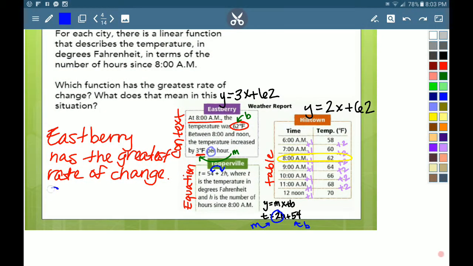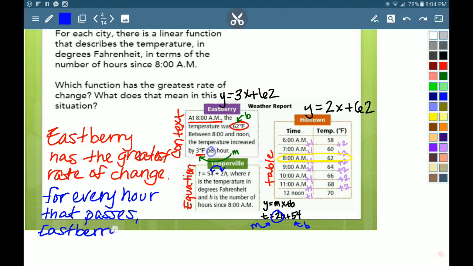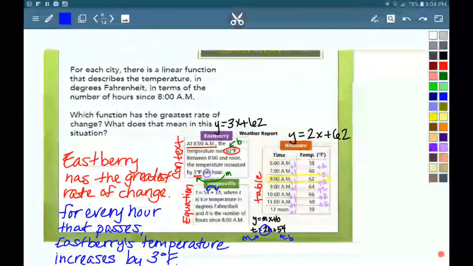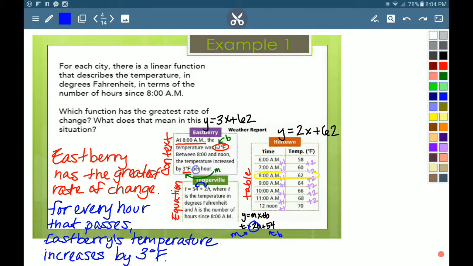Means for every hour that passes, we'll say Eastbury, or Eastbury's, possessive, Eastbury's temperature increases by 3 degrees. And notice how every time I have to write what a rate of change meaning is, it's going to be 2 units. So for every hour was one of the units. Okay, for every hour that passes, Eastbury's temperature increases 3 degrees.